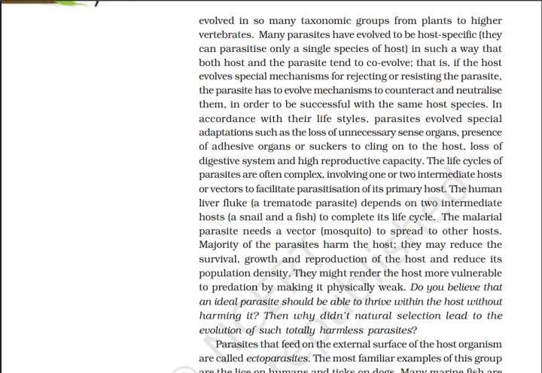The majority of the parasites harm the host. They may reduce the survival, growth, and reproduction of the host and reduce its population density. They might render the host vulnerable to predation by making it physically weak. Do you believe that an ideal parasite should be able to thrive within the host without harming it? Then why didn't natural selection lead to the evolution of such totally harmless parasites?